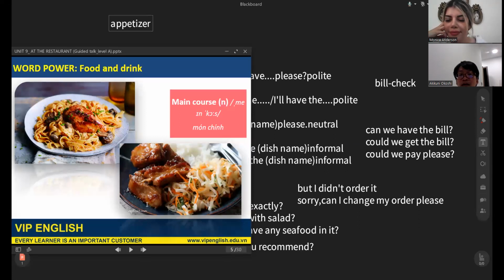A main course. Oh yes. Maybe it's chicken or beef or pork. We have many kinds of dishes where we use meat. So, beef, pork or chicken. Yeah, I got it.